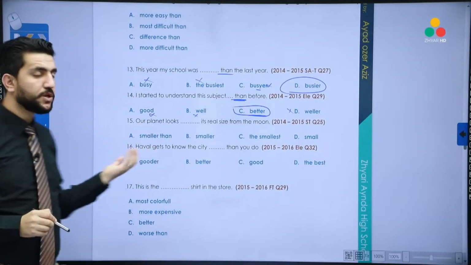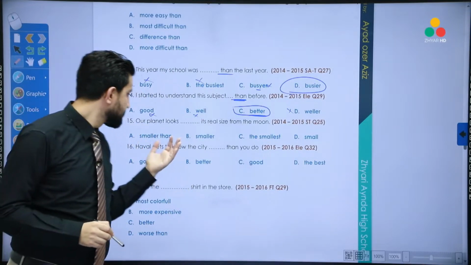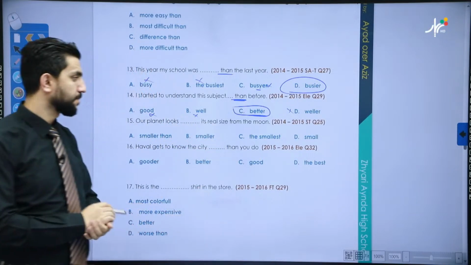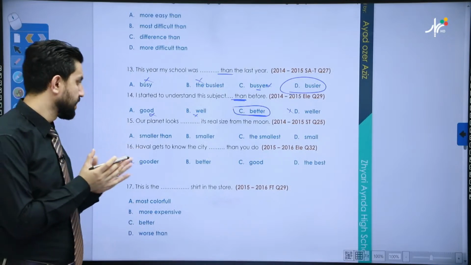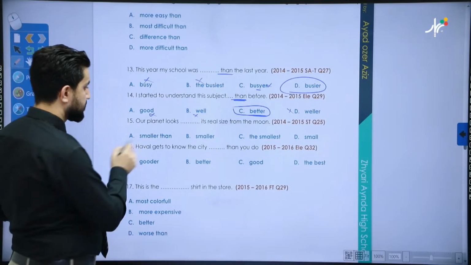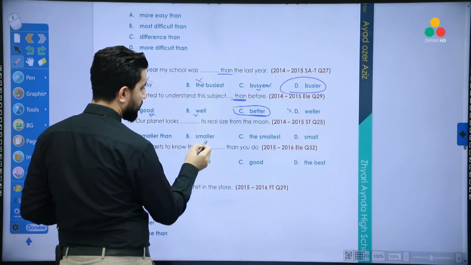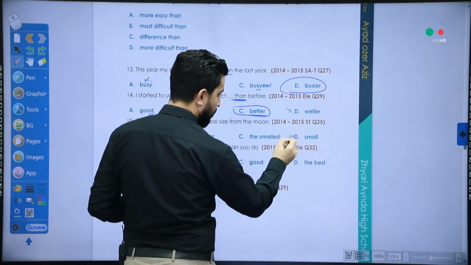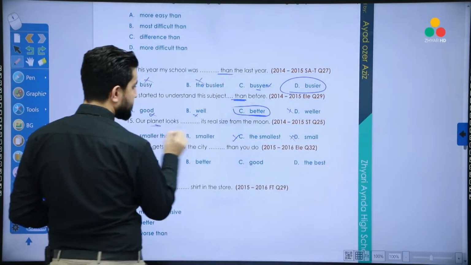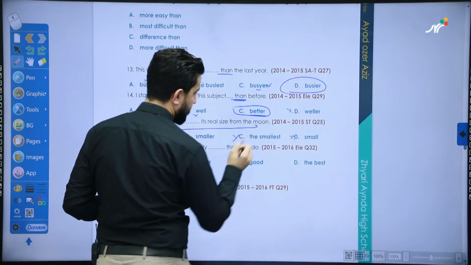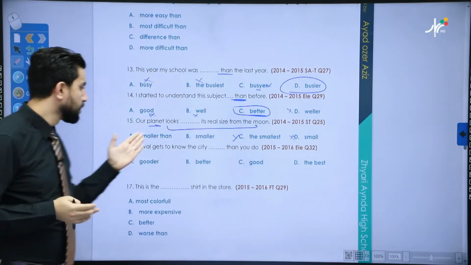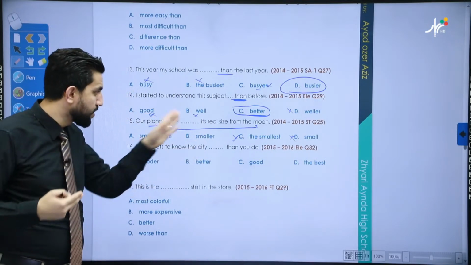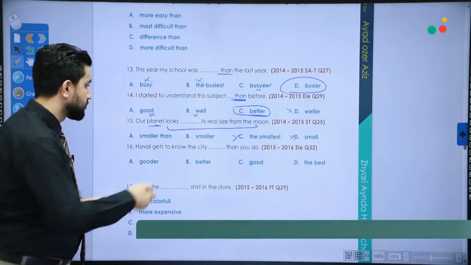What about number 15? Our planet looks its real size from the moon. This one depends on the meaning as well. Looks smaller than, smaller is correct. Smaller than is correct, but the smallest, these two are wrong. Why? Because the planet and the moon, in this case, are two options, so it's comparing. These two are correct, but which one is more correct? Smaller what? Where's than? We don't have the word than here, so it must be this one. We say than.